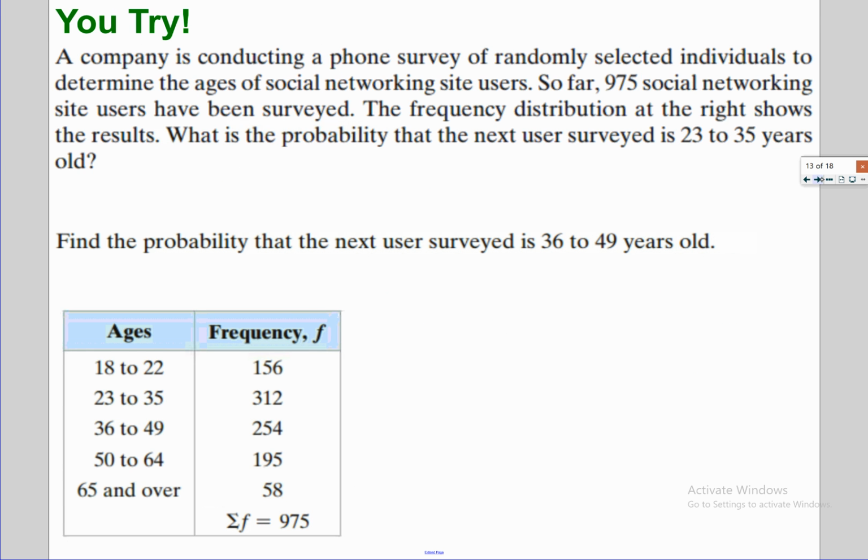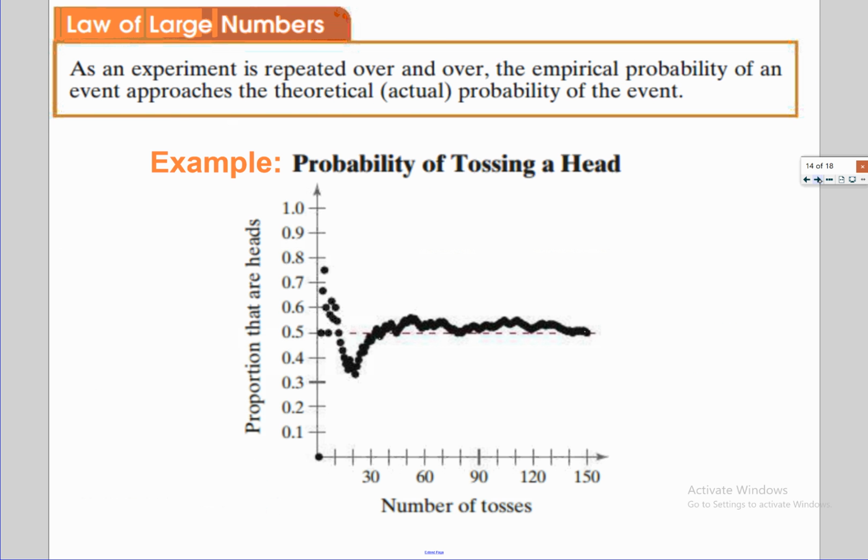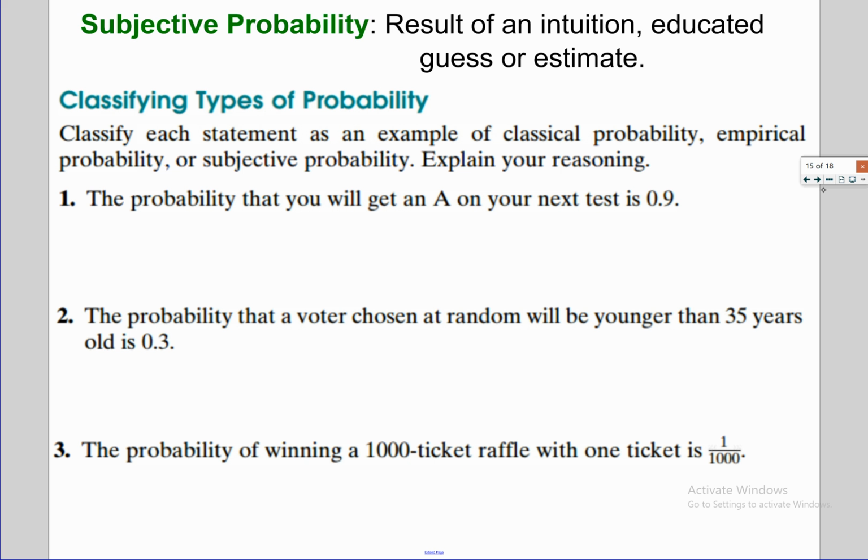We're going to skip over this slide. The third one is subjective probability. Subjective probability is based on a guess, an intuition, or using previous data to make a hunch or an assumption. Okay.